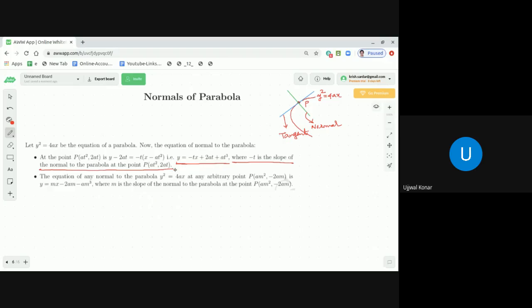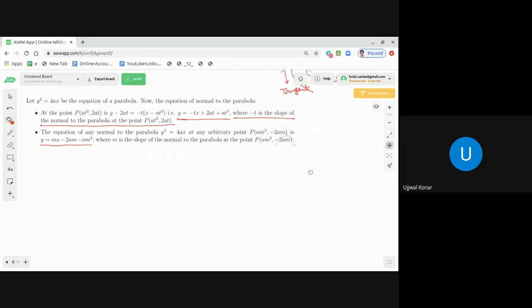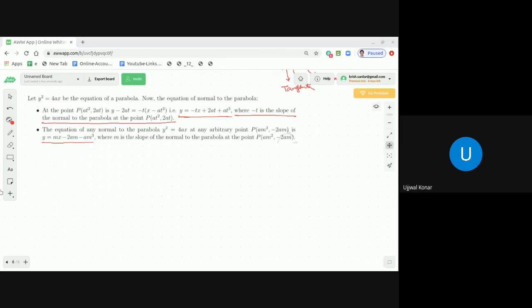The equation of any normal to the parabola y square equal to 4ax at any arbitrary point am square comma minus 2am is y is equal to mx minus 2am minus am cube, where m is the slope of the normal to the parabola at the point am square comma minus 2am. Okay, dear students, so these are the two forms of equation of the normal to a parabola. Now, there are some important points, and I want you to remember these important points, related to the normal of a parabola. So what are those?